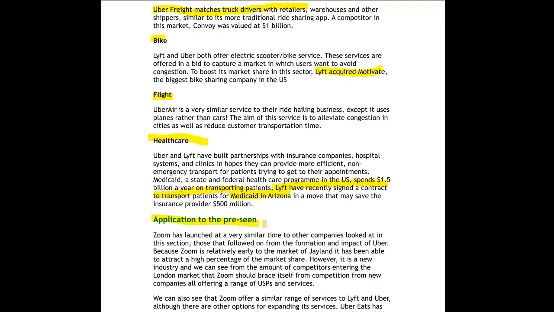And we can see a lot of similarities, as I've already said, between Zoom and Lyft and Uber. And so we can use a lot of the ideas and the problems and the issues faced by these real-world companies and actually use them for Zoom. So we've already said that Zoom has a large part of the J-Land market share. But as we've seen in London with the glut of competitors, they're all offering unique USPs, all offering slightly different services, so Zoom should brace themselves for competition.